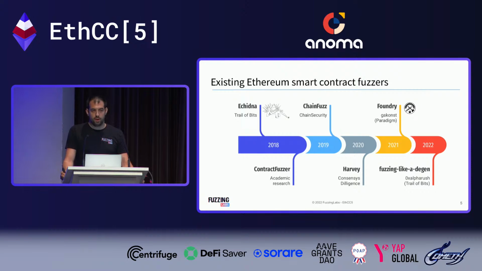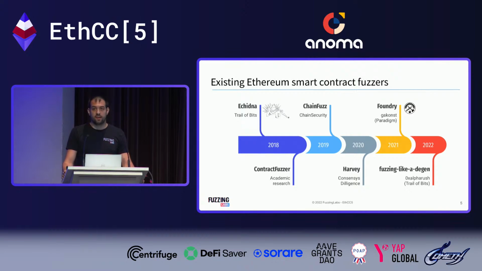Over time, we saw multiple fuzzers. So I made a quick timeline. One of the first ones was Echidna. Then we got fuzzers like Contract Fuzzer and ChainFuzz. Almost every big Ethereum-based security company has been creating its own fuzzer. We also have Harvey. I put it in 2020, but to be honest, it was more in 2018. It's just that they released some public services at the time, and you will see later it's closed source.